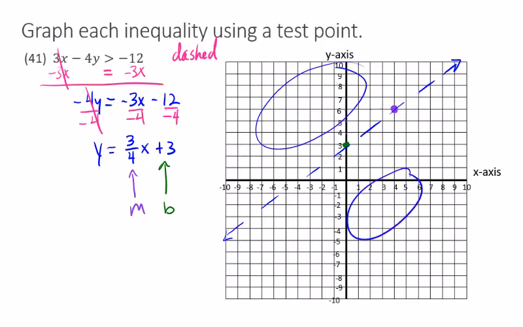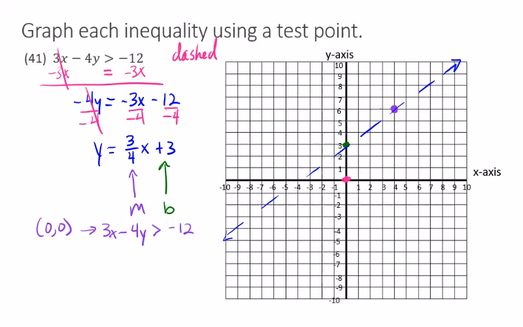above or below. Now, I would say the easiest points are going to involve zeros and ones. So if the origin's not on the line, I would say pick the origin. So I'm going to pick 0, 0 as my test point. What I'm going to do is plug in 0, 0 to the original inequality. Remember the original inequality is 3x minus 4y is greater than negative 12. So I'm going to plug in 0 for x and y.